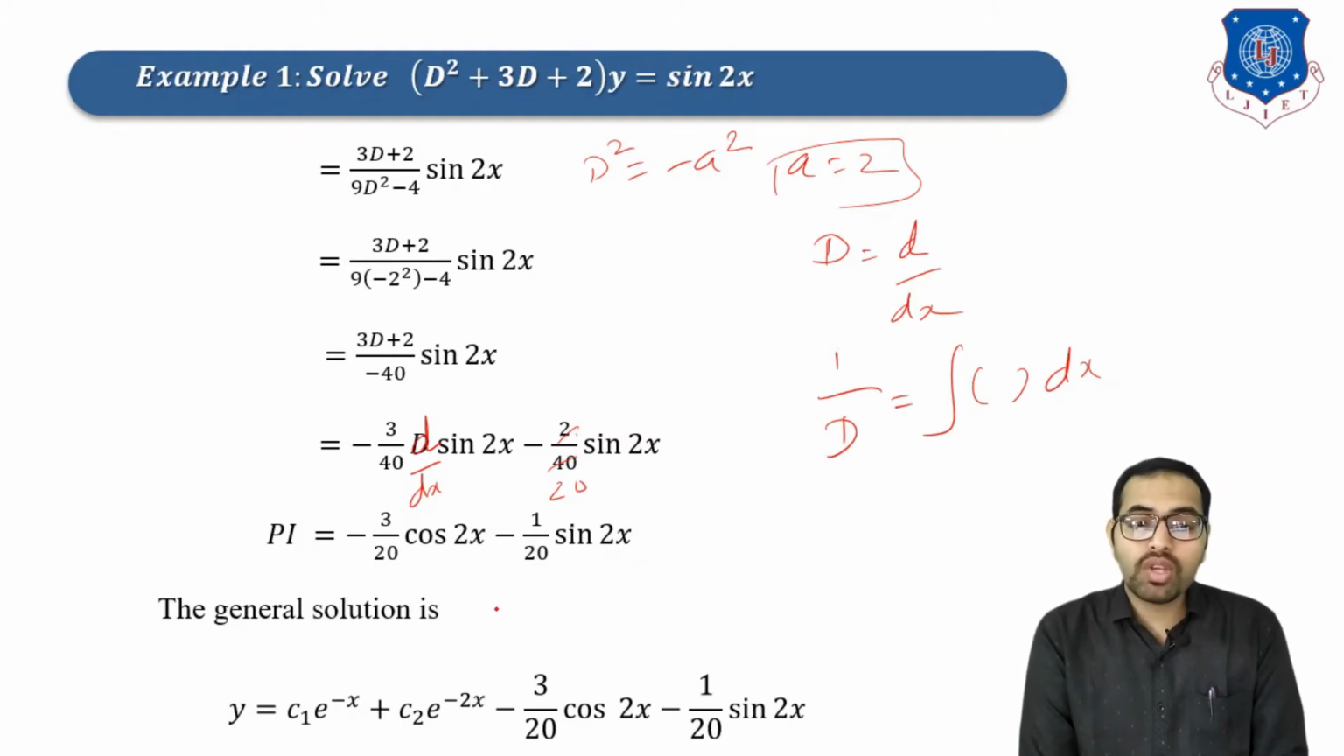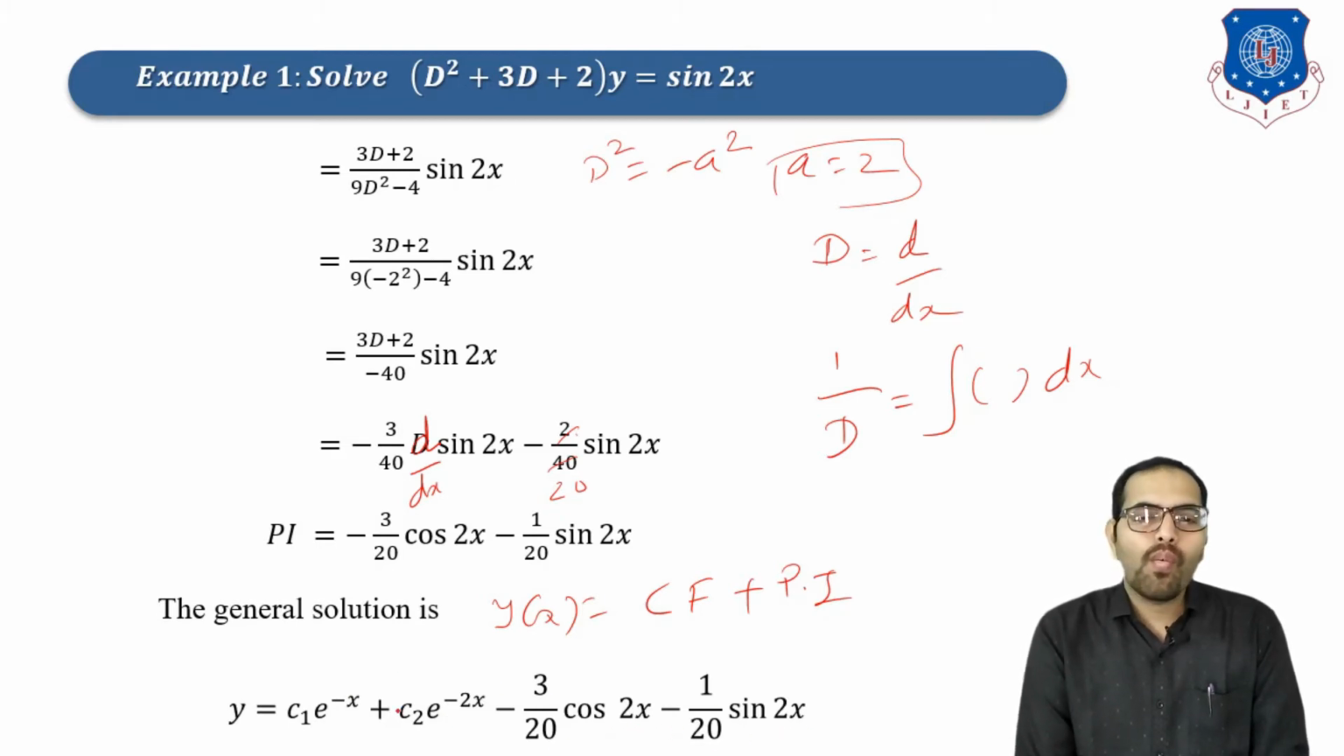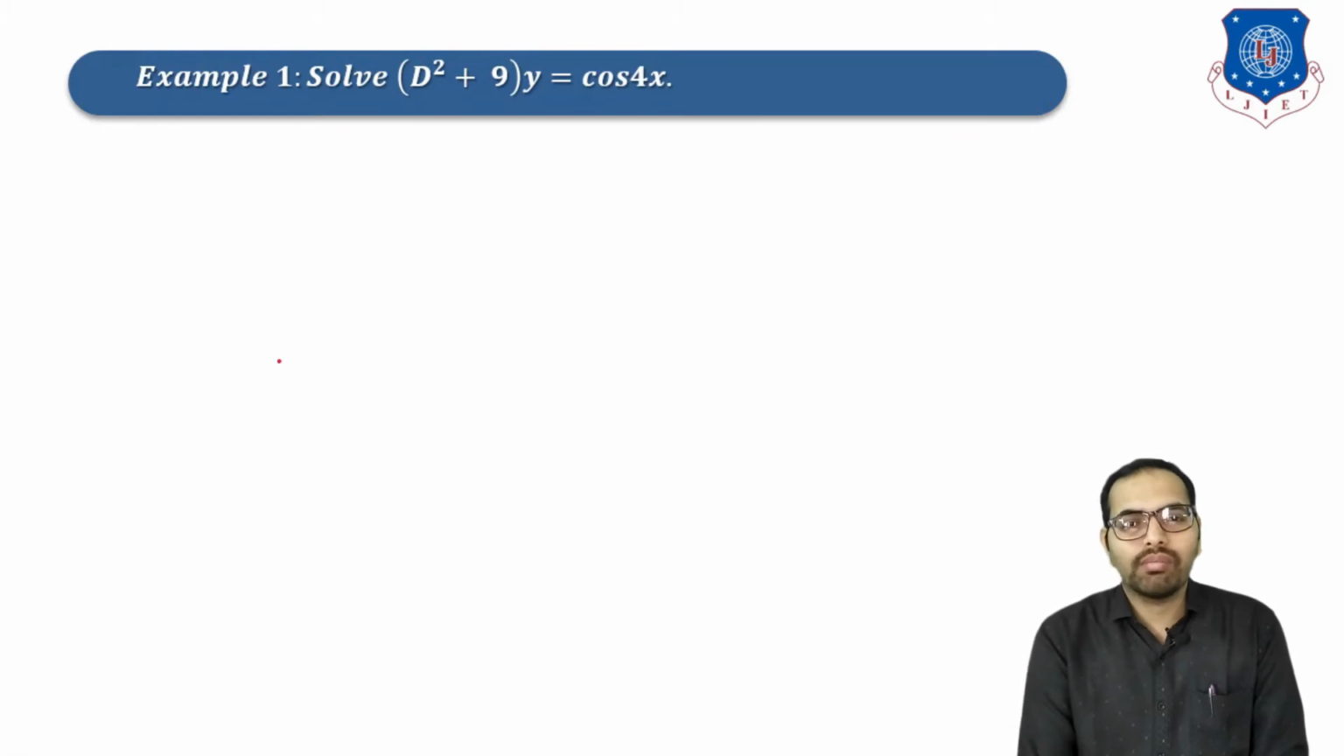Now the general solution is y of x equal to the combination of complementary function plus particular integral. Substituting the values of the complementary function and particular integral, that will give you c1 e raised to minus x plus c2 e raised to minus 2x minus 3 by 20 cos 2x minus 1 by 20 sin 2x, where c1 and c2 are arbitrary constants. Let's move on. One more example.